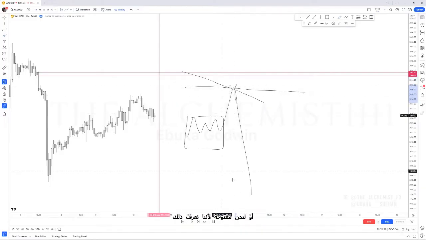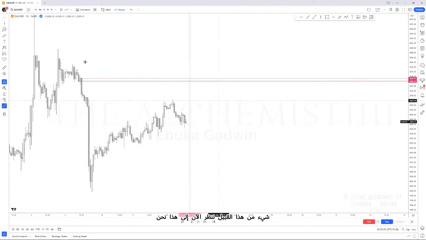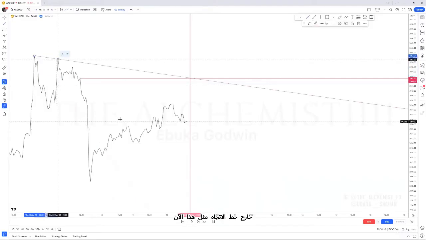It's London kill zone or London open. Because we know that Asia will be taken out by London, we have a trend line and a key level, so we could have faith in that level. Now look at this. The next thing, like I told you, will be a trend line, because right now I can't draw a trend line that overlaps at London kill zone or London open, right? London has already opened. That is when we find a trend line like this.